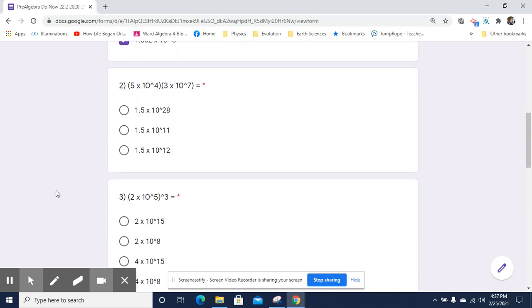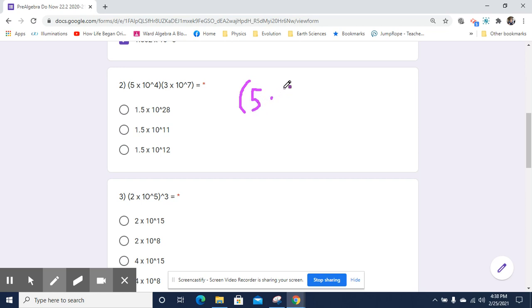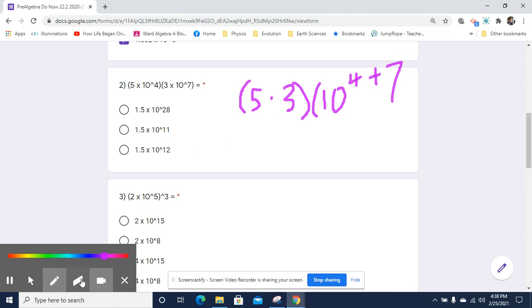Now, when we look at this next question, 5 times 10 to the 4th times 3 times 10 to the 7th, here's what we do. We're going to group the coefficients, so 5 times 3, and then we'll group the powers. 10 to the 4th times 10 to the 7th is going to be 10 to the 4 plus 7, and we have that parentheses.